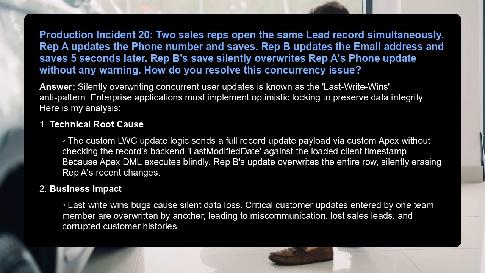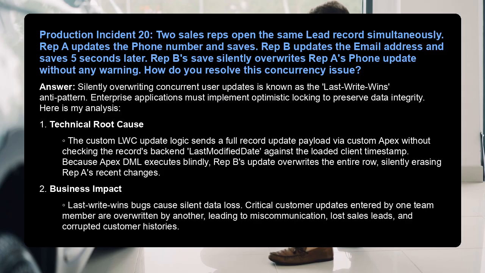Answer: silently overriding concurrent user updates is known as the last write wins anti-pattern. Enterprise applications must implement optimistic locking to preserve data integrity. Here is my analysis. 1. Technical root cause. The custom LWC update logic sends a full record update payload via custom Apex, without checking the record's backend last modified date against the loaded client timestamp. Because Apex DML executes blindly, Rep B's update overwrites the entire row, silently erasing Rep A's recent changes.